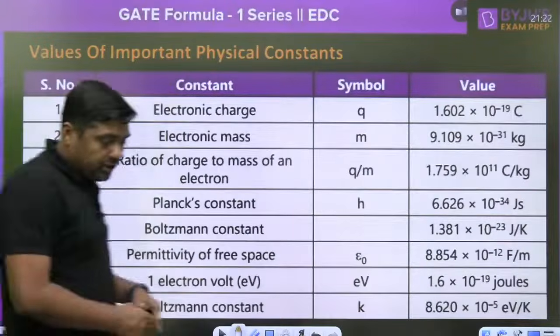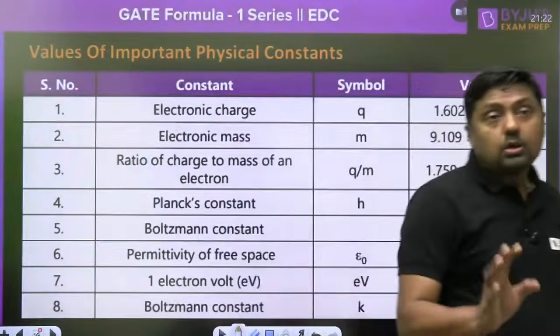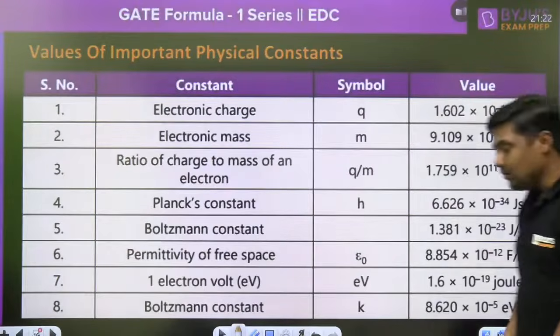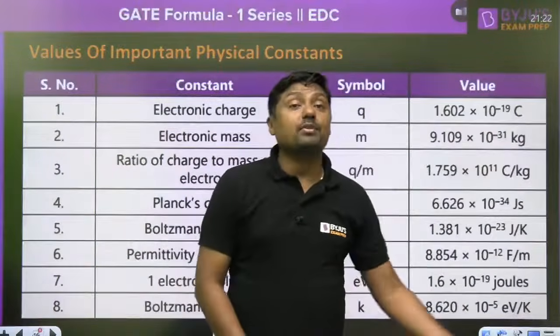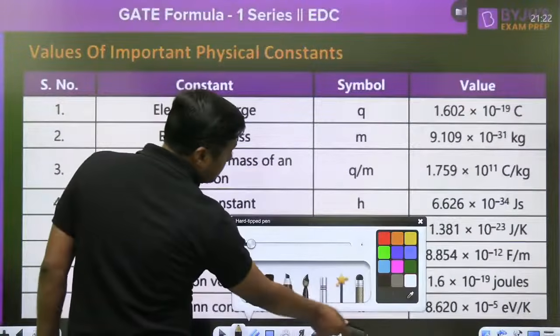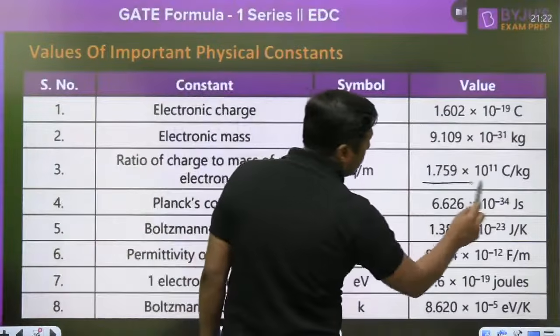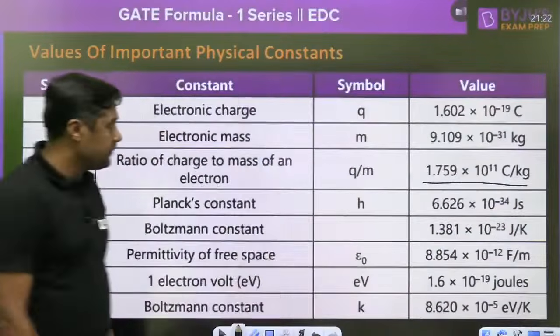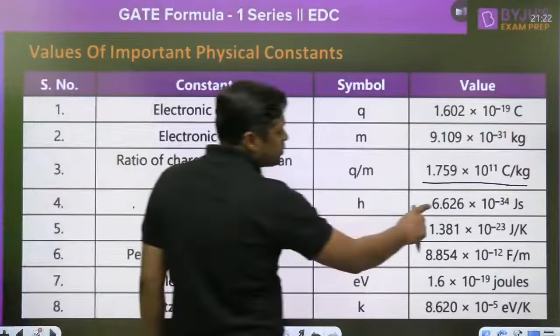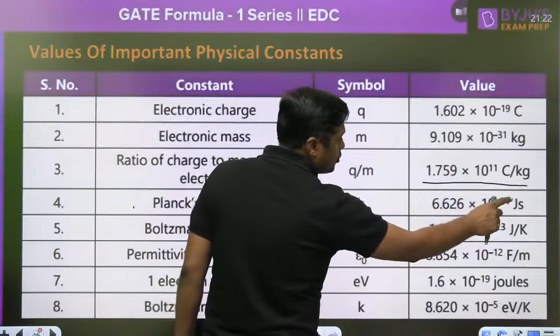Now this is an important table here. What are the important values? First of all, electronic charge 1.6 into 10 raised to power minus 19 coulomb. Mass of the electron 9.1 into 10 raised to power minus 31 kg. Normally we are not using that value, but the Q by M ratio sometimes will save your time for calculation. Q by M ratio is 1.759 into 10 raised to power 11. Planck's constant, this is a very important one, 6.626 into 10 raised to power minus 34 joule second.